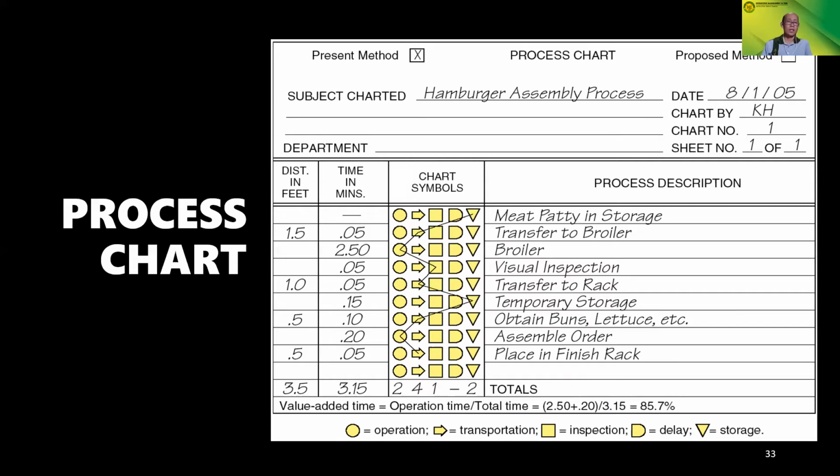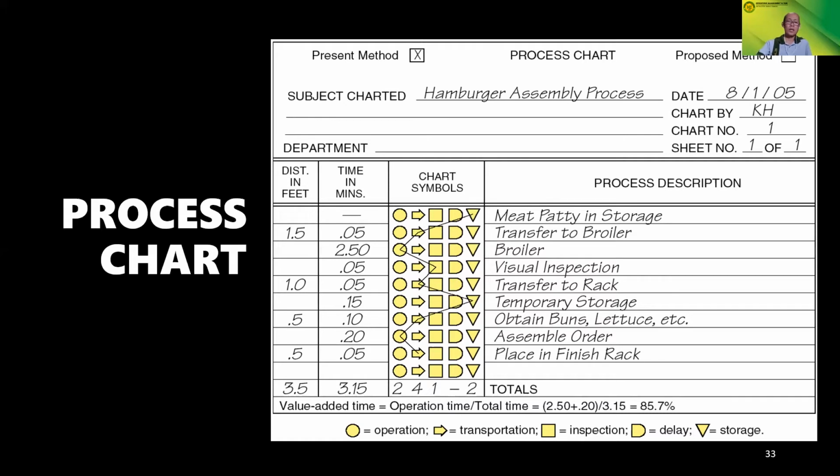There's no value adding in inspection, there's no value adding in transportation, and definitely there's no value adding in delay or in storage. So only the circle can be counted as value adding activities. So as you can see here, broiling, which is 2.50 minutes, and another 0.20 minutes for the assembly, for a total time of 2.70 divided by 3.15. Therefore, the value added time in this case is only 85.7%.